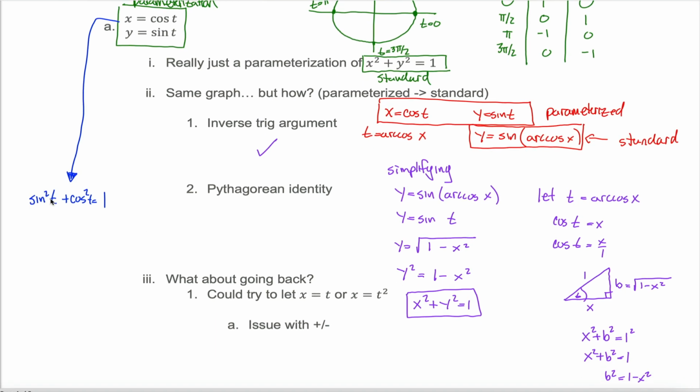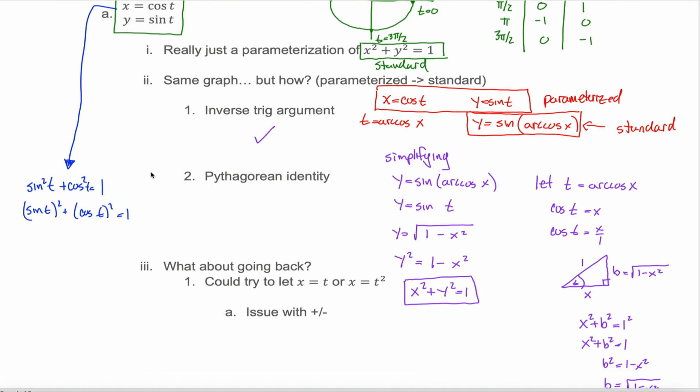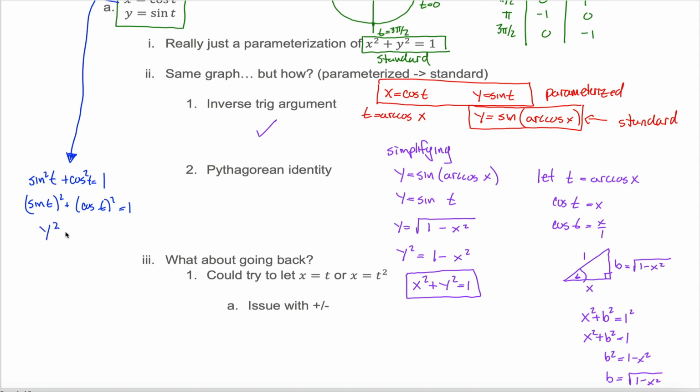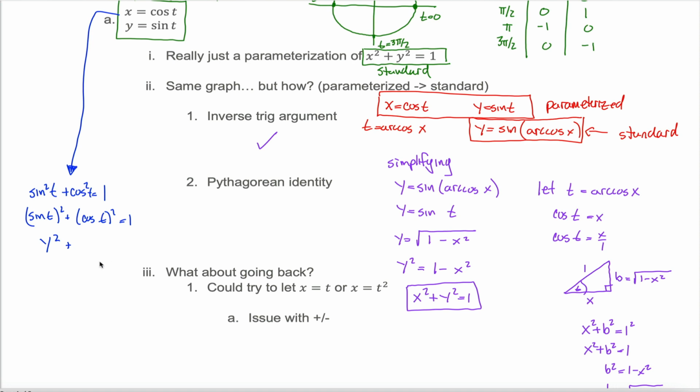Instead of writing sine squared t, which means the sine of t squared, I can write the letter y because the sine of t is the same as y. So I could write y squared plus, instead of cosine of t, I could write the letter x. And using this Pythagorean identity, I jump straight from these parameterized curves to the standard form that I was hoping for, x squared plus y squared equals 1. It's cool that you can do it both ways.